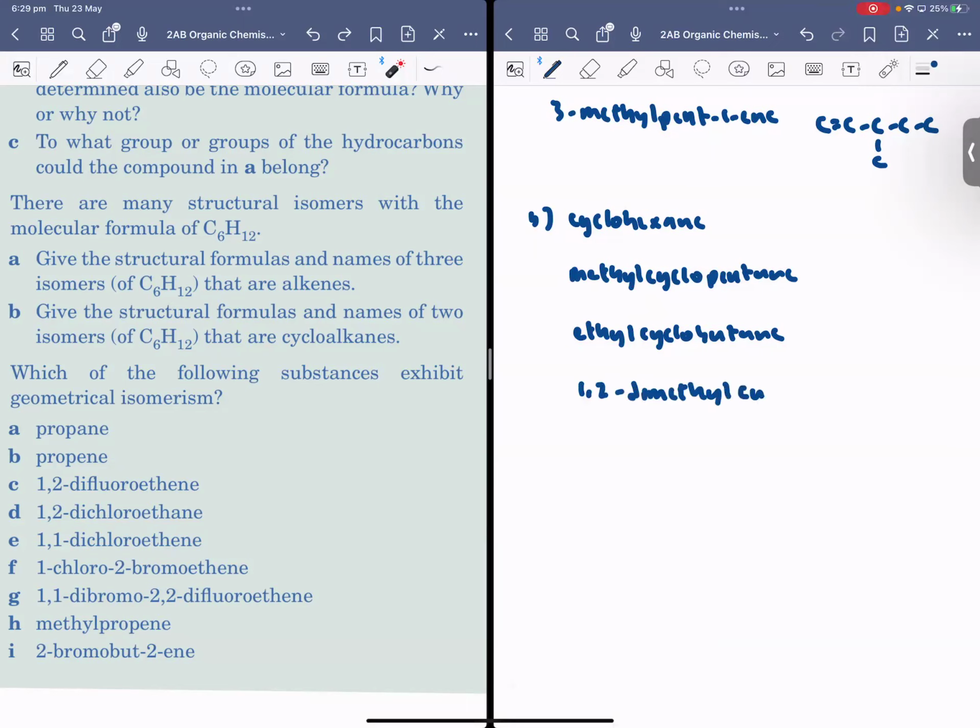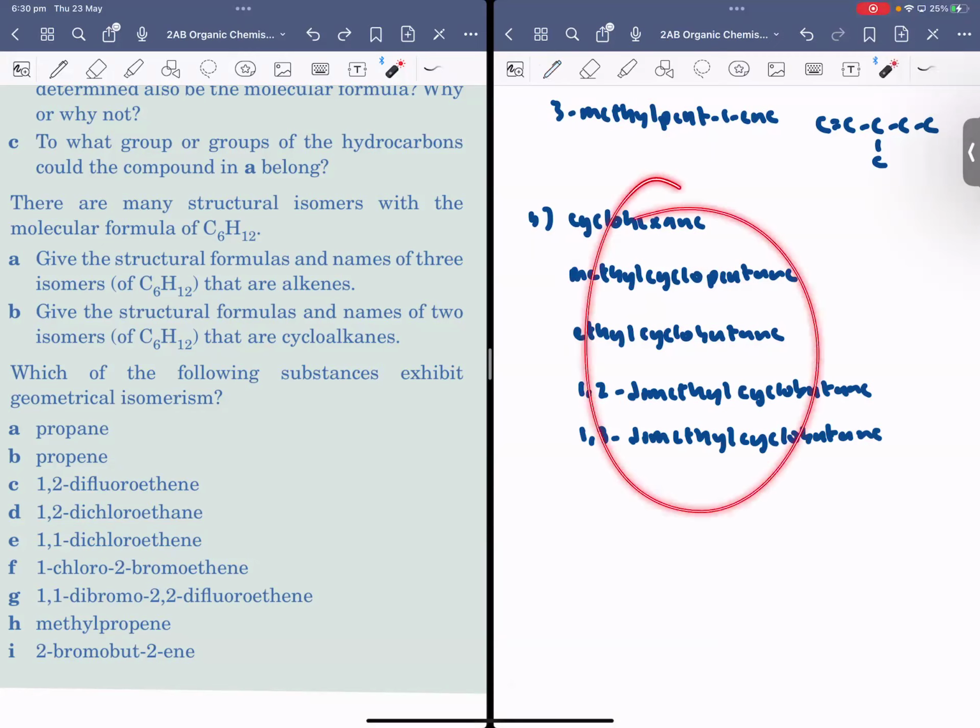Or you could have had 1,2-dimethylcyclobutane. Or you could have had 1,3-dimethylcyclobutane. So you could have had all those things. Yeah, so many. Because at the end of the day, they're all cyclic and they're all alkanes with 6 carbons.